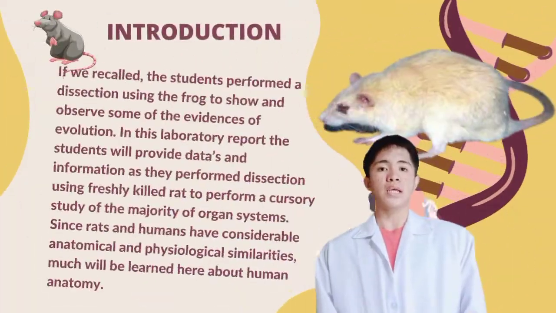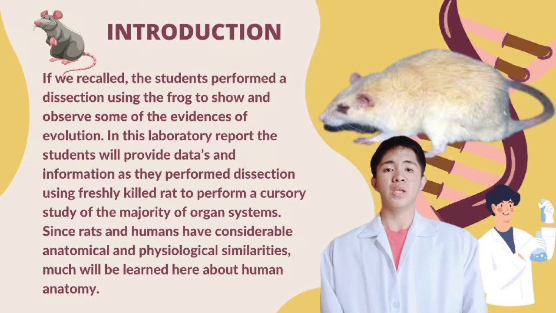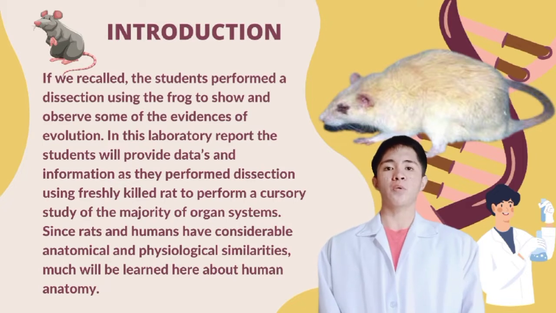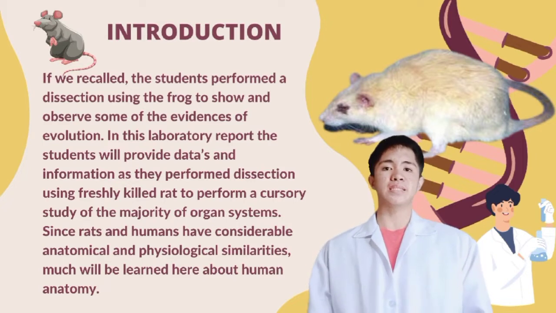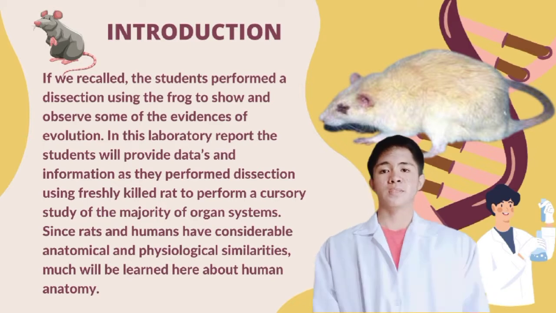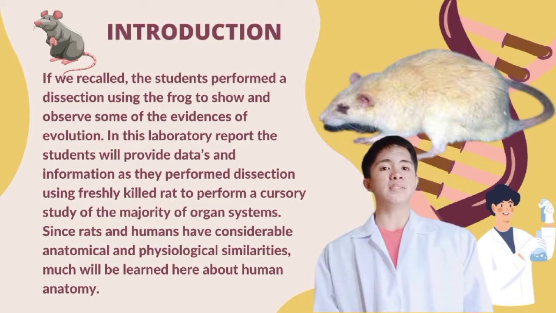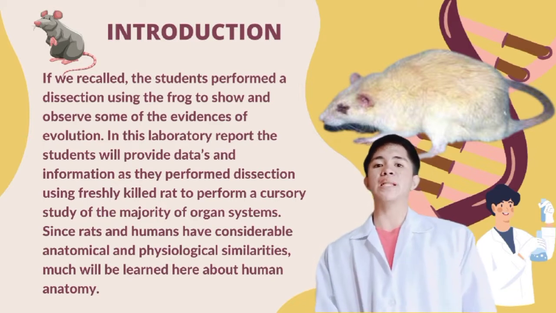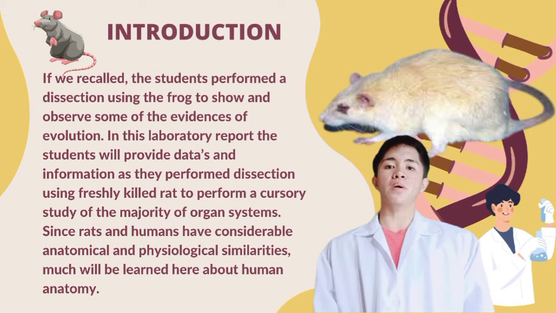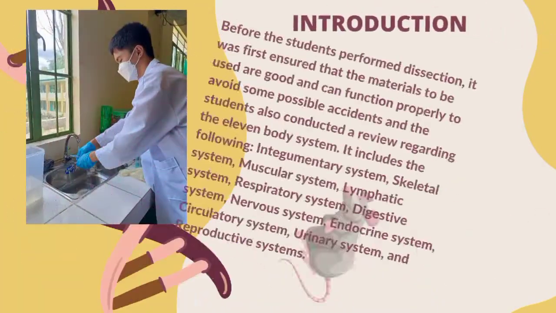If we recall, the students performed a dissection using the frog to show and observe some of the evidences of evolution. In this laboratory report, the students will provide data and information as they perform dissection using a freshly killed rat to perform a cursory study of the majority of organ systems. Since rats and humans have considerable anatomical and physiological similarities, much will be learned here about human anatomy.